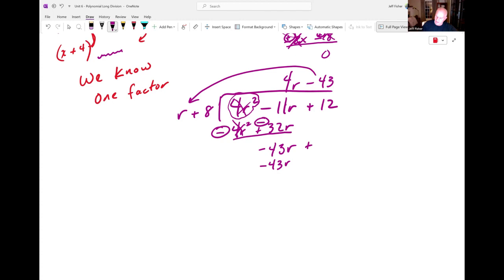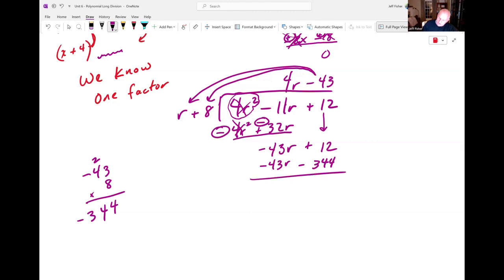Oh, we got to bring down our 12. Sorry, we got to bring down our 12. So we always bring down that extra term. And now we say, what's negative 43 times 8? Well, that's 24. Carry the 2, 32, 34, but it's going to be negative, minus 344.